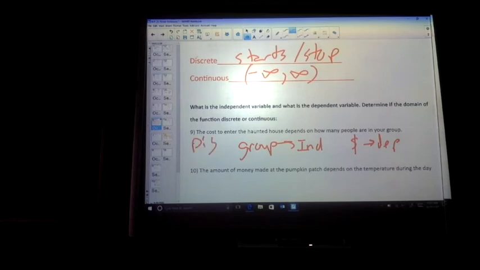The amount of money made at the pumpkin patch depends on the temperature during the day. So temperature is your independent variable, and again, the money you make is your dependent variable. Again, can you make infinite money? No. However much money has ever been created is the amount of money we can use. We can't go beyond that.